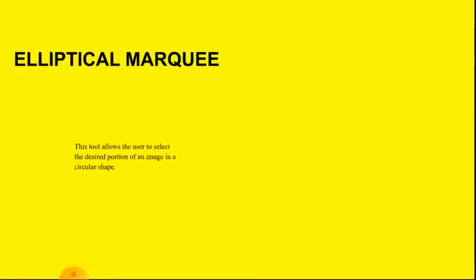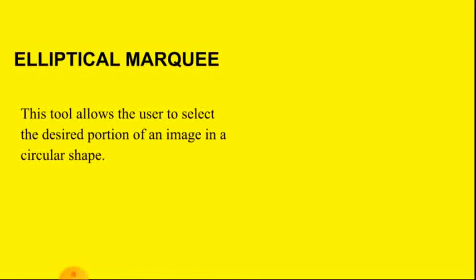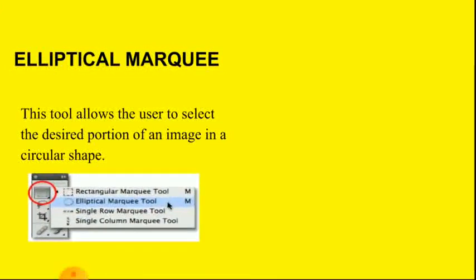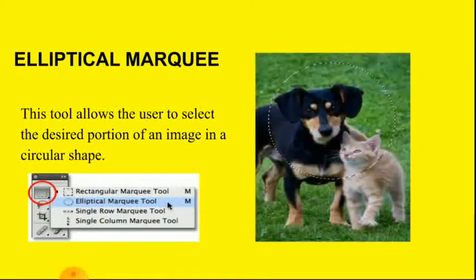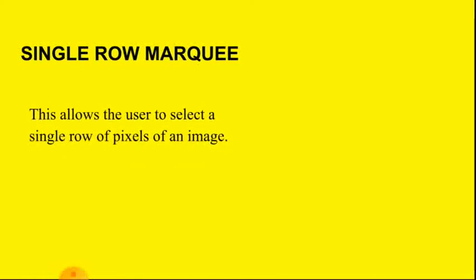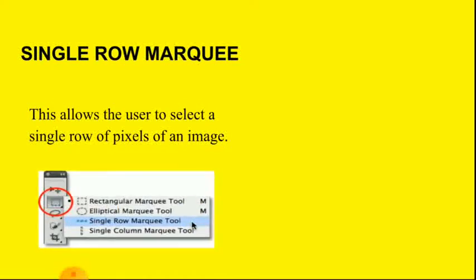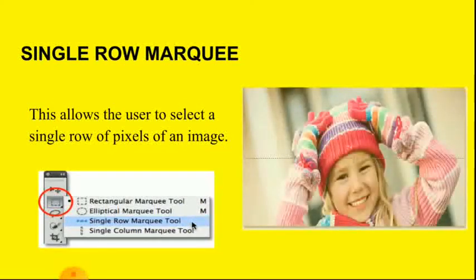Elliptical marquee. This tool allows the user to select the desired portion of an image in a circular shape. Can you see? The dog face is surrounded by a dotted circle. That is the elliptical marquee. Single row marquee. This allows the user to select a single row of pixels of an image. Can you see a dotted row? That is the single row marquee.